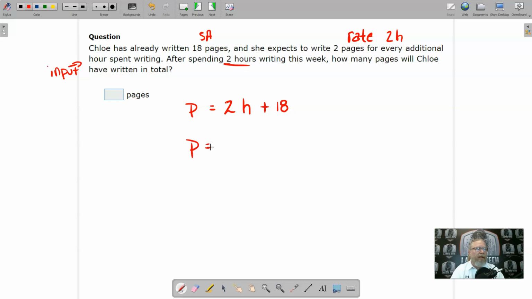So P equals 2 times 2, just substituting in the input that they give us, plus 18. Now let's go ahead, multiply 2 times 2 is 4, plus 18. And now we can go ahead and add 4 and 18 together to get 22. So she'll have 22 pages after 2 hours.